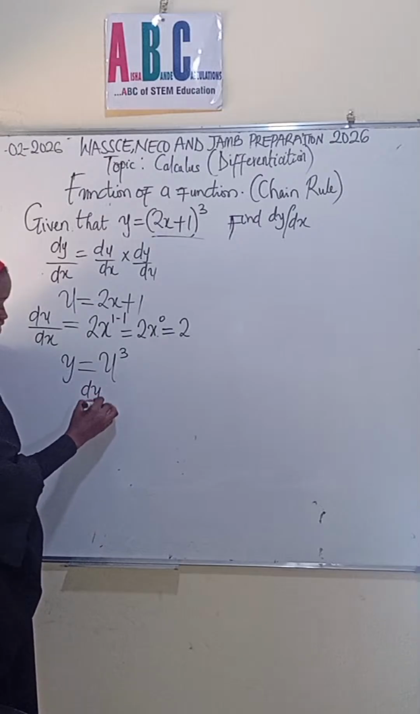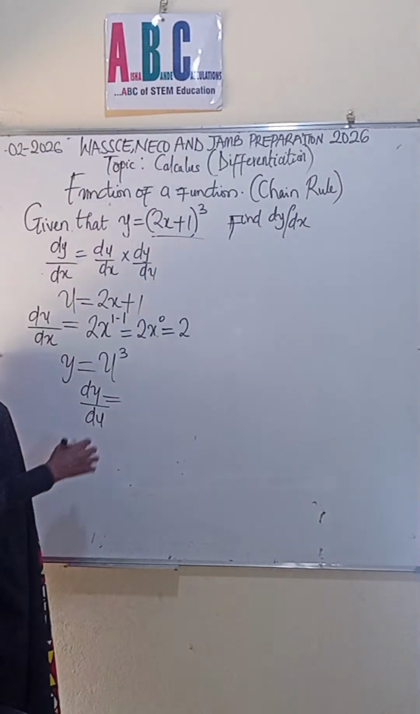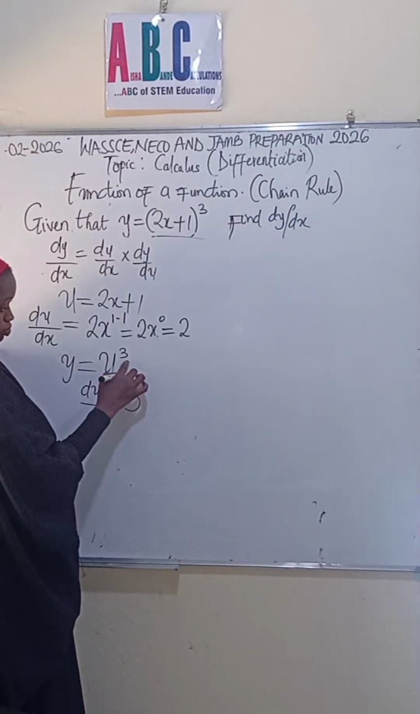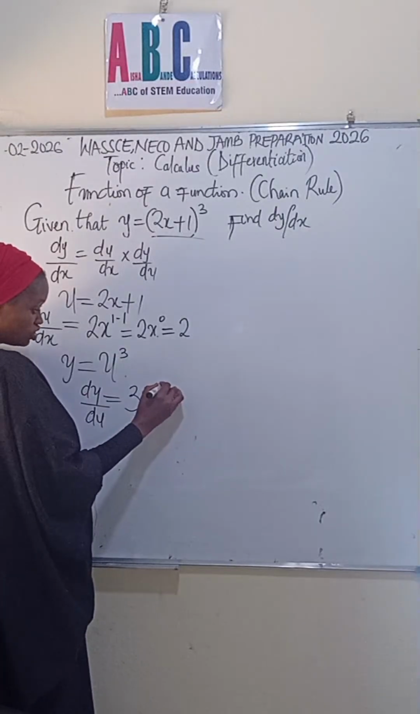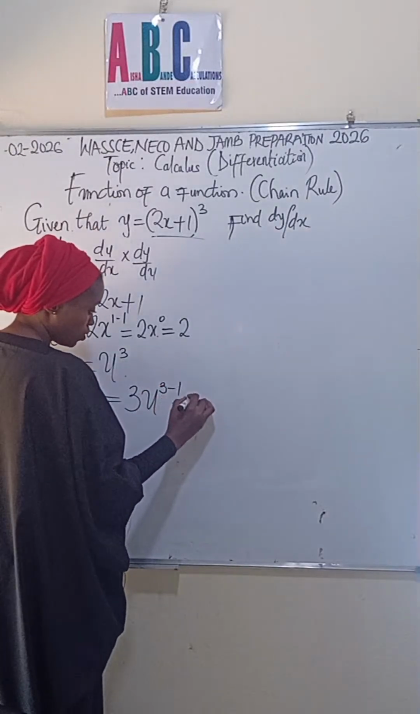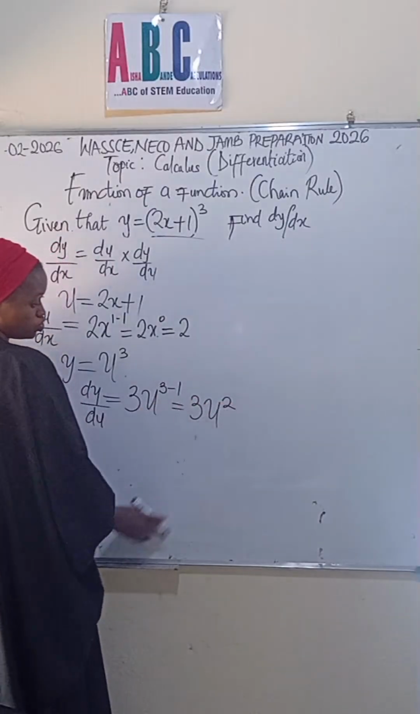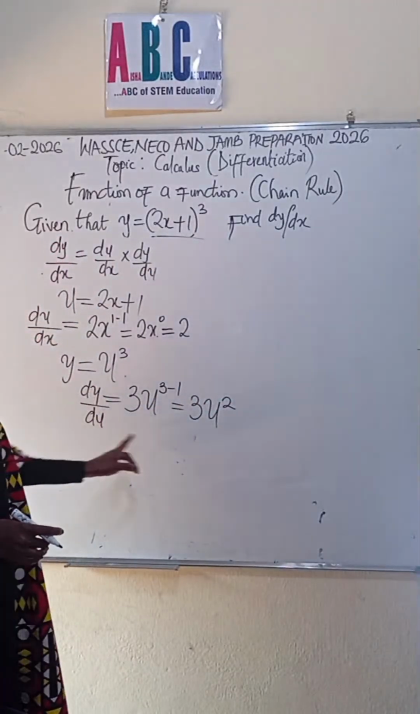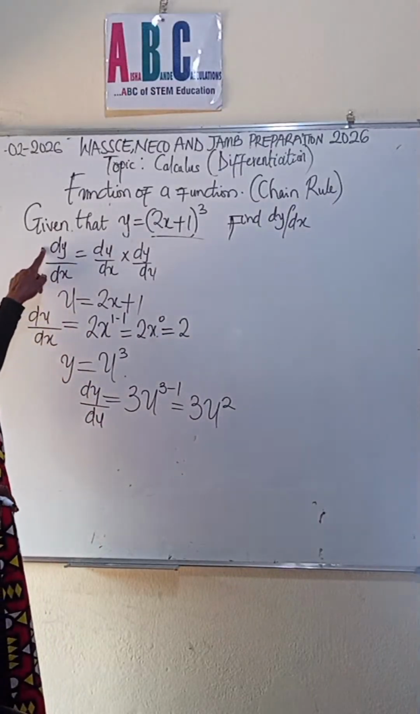We differentiate dy/du. If we differentiate dy/du, this becomes what? Here is a 3, the power comes first, then we have u, then we subtract 1 from the power, which is 3 minus 1. So this is equal to 3u to the power of 3 minus 1, which is 2. So if we differentiate dy/du, we have 3u squared. Now let's come back to the equation.